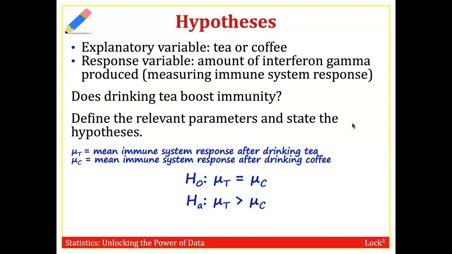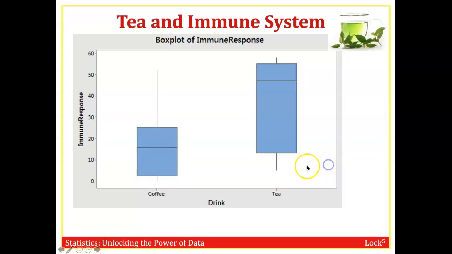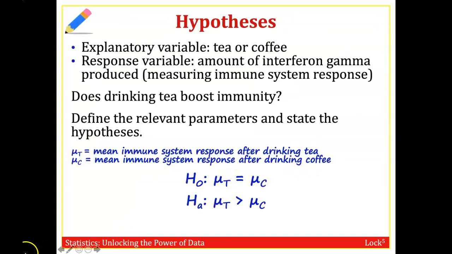So here are the hypotheses we would set up with the explanatory variable and response variable as we define them. The question was about whether tea boosts immunity. So we could define two parameters, and remember at the outset of your test, always define the parameters so it's clear what you're talking about. So mu t is the mean immune system response after drinking tea. Mu sub c is the mean immune system response after drinking coffee. Alright, so coffee and tea.